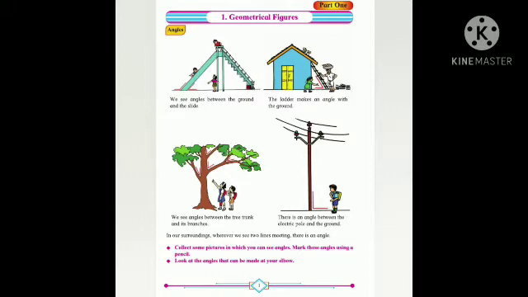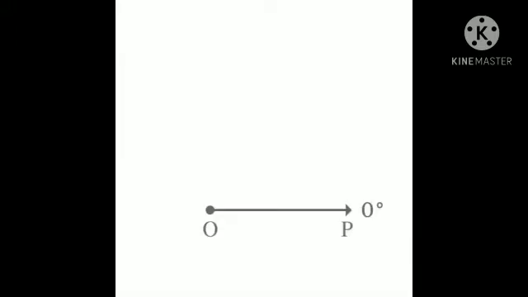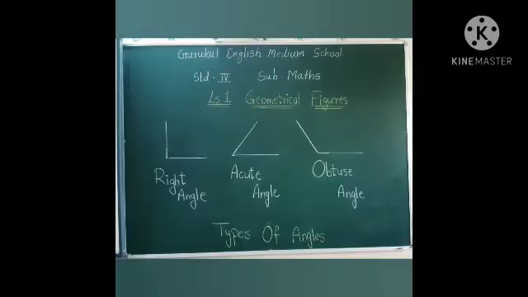I hope you understood the concept of angles and you can recognize it. Remember this: in our surroundings, wherever we see two lines meeting, there is an angle. Understood, kids? Now we will learn the different types of angles. There are three types of angles: a right angle, an acute angle, and an obtuse angle.